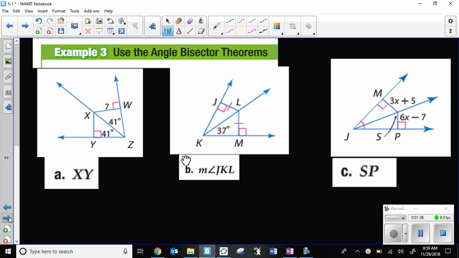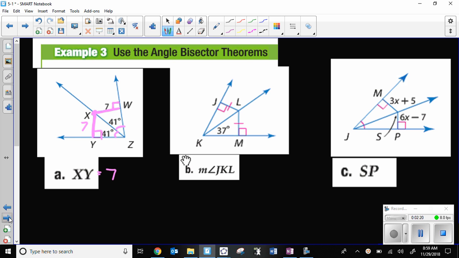Alright, so again, a couple examples here. Letter A wants me to find XY. Here's XY. I first need to decide, does XZ represent an angle bisector? And the answer to that is yes. I see that this is 41 and this is 41. So since those are both 41, and point X is on the angle bisector, and I form right angles in here, these distances should be the same. So if this one is 7, this one should be 7.